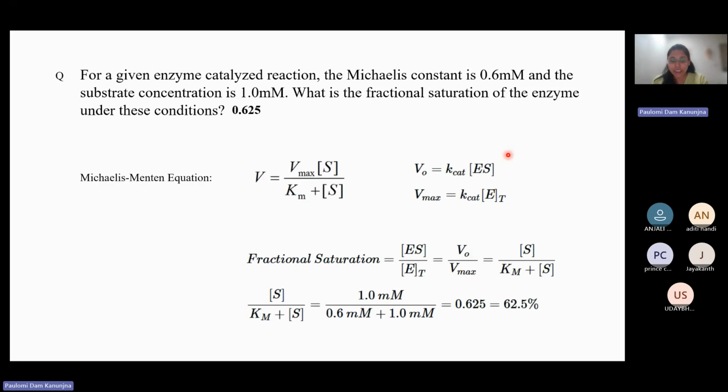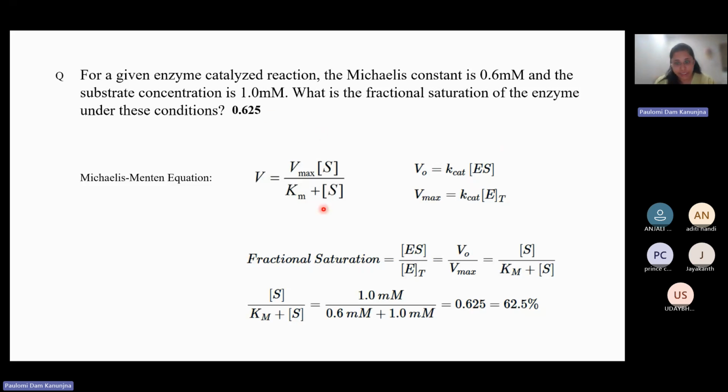So 0.625 is also correct. If someone had written 62.5, that also I would have accepted. Or if someone had given me any other percent or fraction that leads to 0.625, I would have accepted that as well, which is basically 1 by 1.6. So you can give me that also, I would have accepted that. Okay, let's look into this.